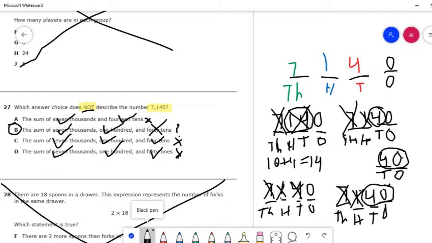And that only leaves B as a correct answer choice, as answer choices A, C, and D properly describe the number 7,140, but answer choice B has an issue where it says 40 tens, which there are not 40 tens. Does anybody have any questions about this problem? Just leave them in the chat and I will answer them.